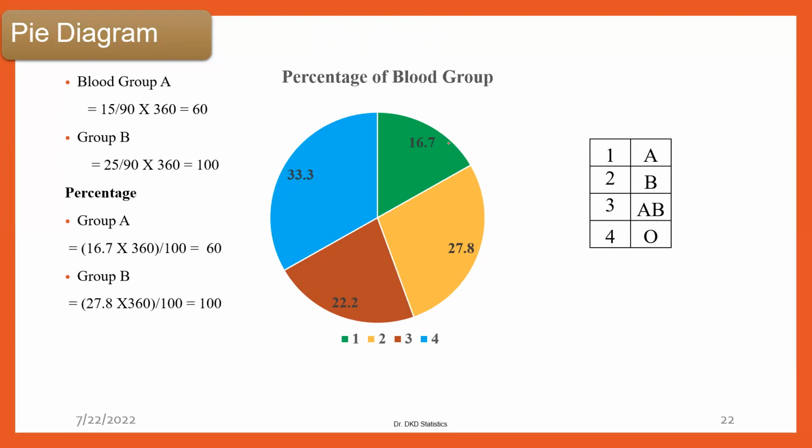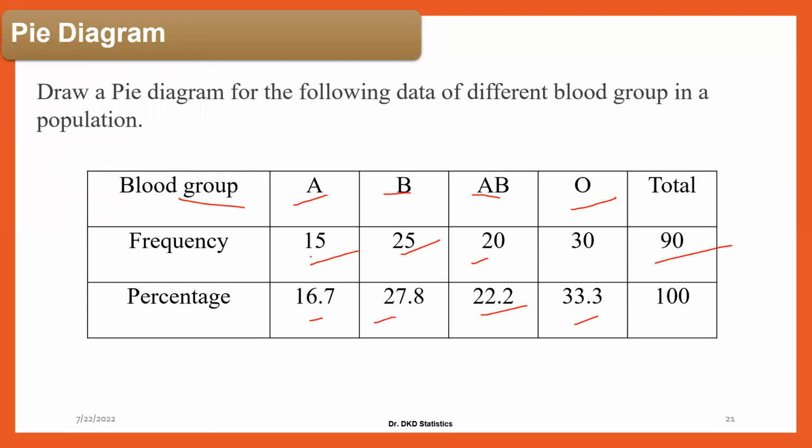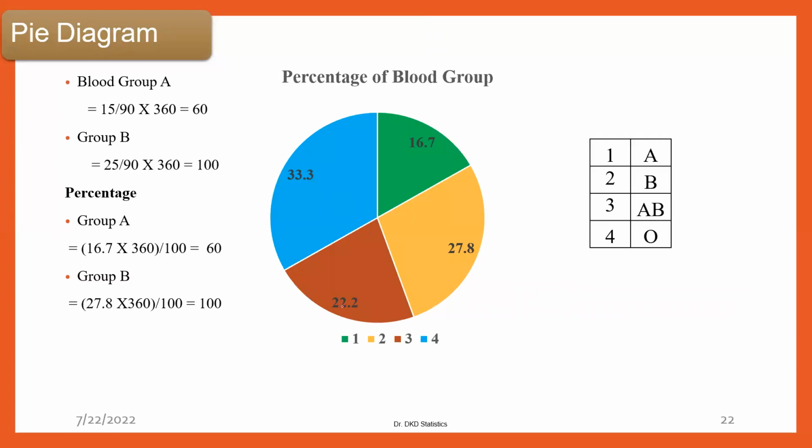Then we can create the pie diagram, and for each group we can calculate the degree angle of its segment. Like blood group A, whose frequency is 15. We can calculate with the help of the frequency and with the help of the percentage, both. Using frequency, 15 out of 90 multiplied by 360 gives 60 degrees. And group B, 25 divided by 90 multiplied by 360, which is 100 degrees.